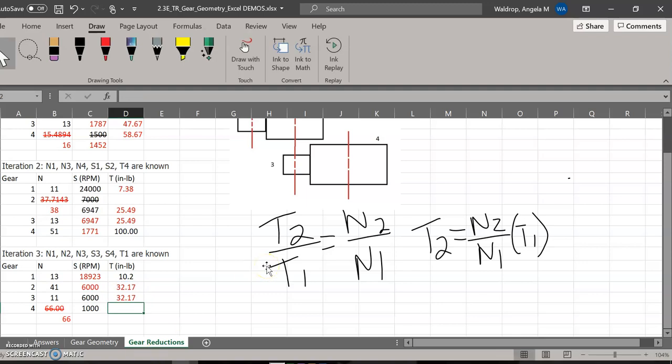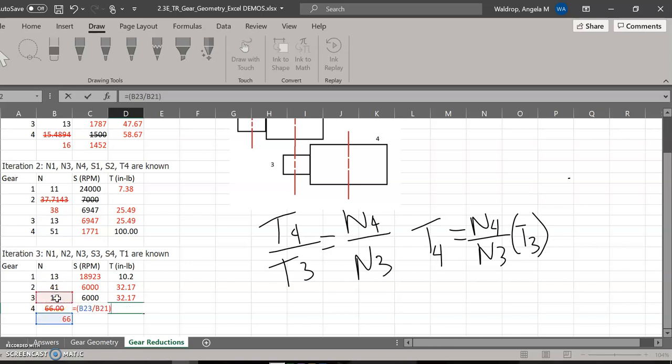And then my last calculation, I'm going to do the same thing with my numbers for T3 and T4. So I'm going to say T4 over T3 equals N4 over N3. And I'll go ahead and solve that out. And I have equals my N4, which is my rounded value, times my torque there. And there we go. And we are finished.